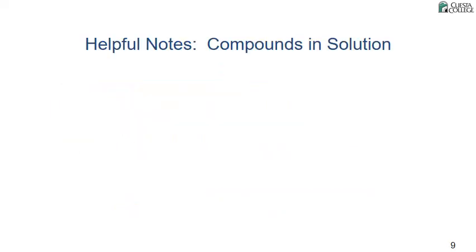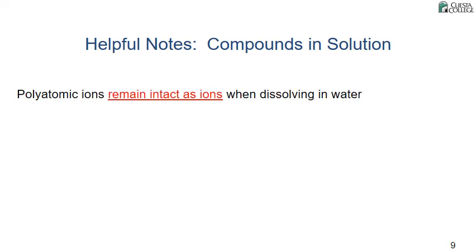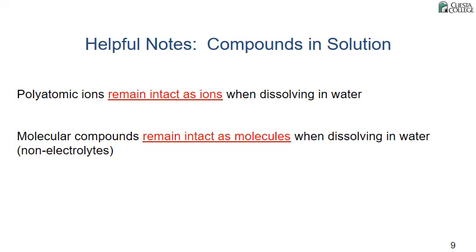Here are some helpful notes about compounds in solution. When you have polyatomic ions in an ionic compound, those polyatomic ions remain intact as ions when dissolving in water. Molecular compounds remain intact as molecules when they dissolve in water. They're non-electrolytes, they don't fall apart. Here are a couple of examples.